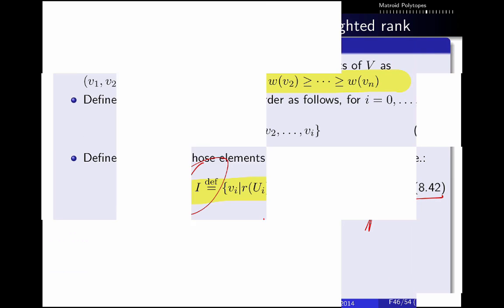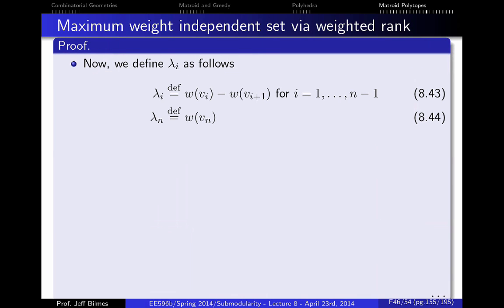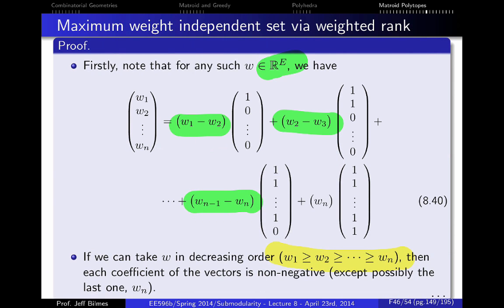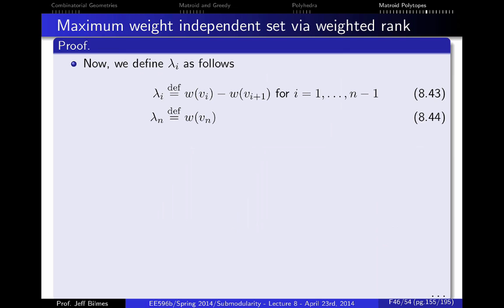Now let's define, going back to this intuition here, what we did a couple of slides ago. Let's see if I can find that slide really quickly. Going back to this, let's define lambda in the following way. For i equal to 1 to n minus 1, lambda i is equal to the difference. Again, everything is sorted in decreasing order, so that means that lambda i is always non-negative. And then lambda n, the very last coefficient, is just going to be equal to the weight of the last element, which, because we said that the weight is non-negative, is also going to be non-negative.